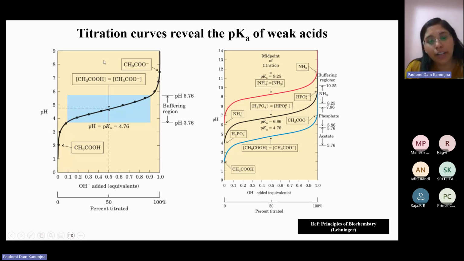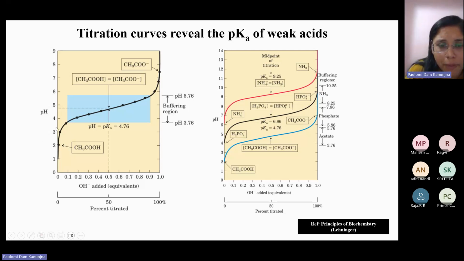And then you keep adding OH until every acetic acid has become acetate ion. That is where the ending is, and this happens at 7. Because you remember at pH 7, neutral, your positive and negative ions are in equal concentration. So your CH3COO- and your H+ will be at equal concentration at pH 7. So that is where the ending is.